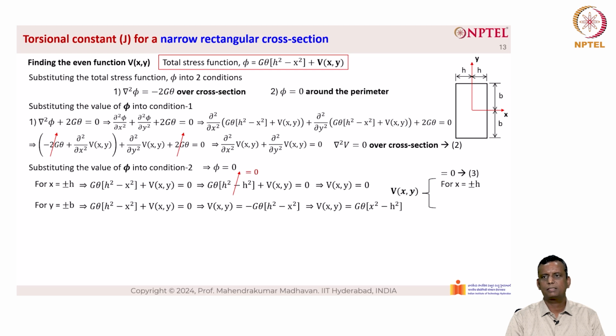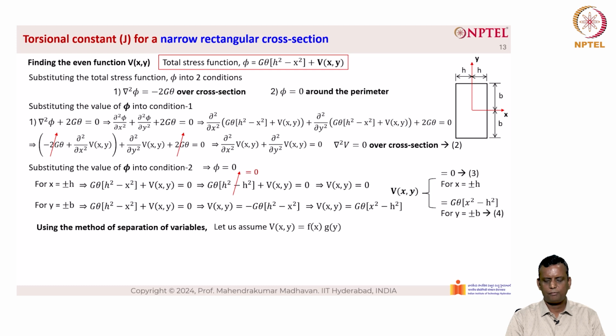So now v of x comma y can be represented as 0 for x equal to plus or minus h, which becomes equation 3, and is equal to g theta into x square minus h square for y equal to plus or minus b for equation 4. So now let's use the method of separation of variables. Now let us assume v of x comma y equal to f of x into g of y.